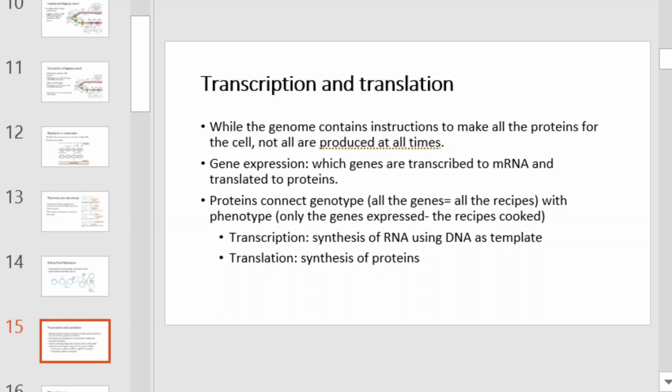Transcription and translation. While the genome contains instructions to make all the proteins for the cell, these instructions are not all produced at all times. Gene expression regulates which genes are to be transcribed and subsequently translated into proteins. Proteins connect genotype with phenotype. Transcription is the process that synthesizes mRNA using DNA as a template, and translation is the process where mRNA is read using rRNA and a protein is assembled using tRNA.